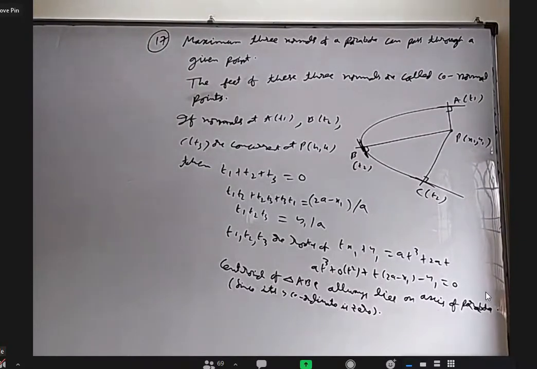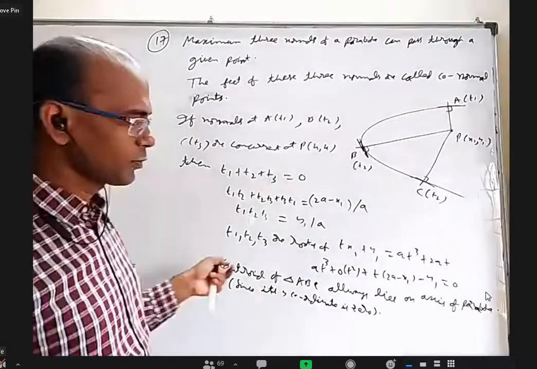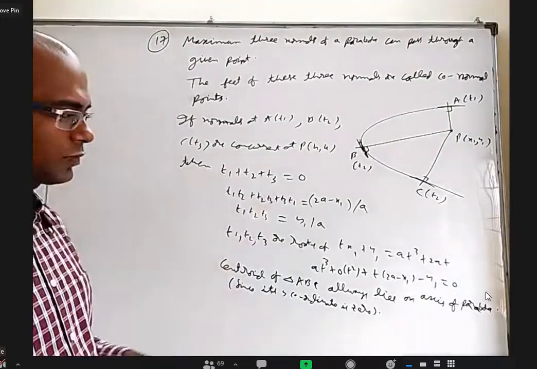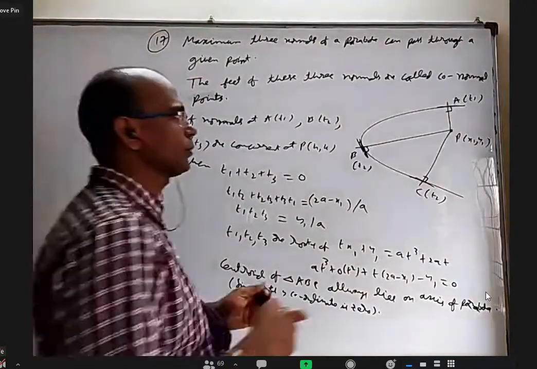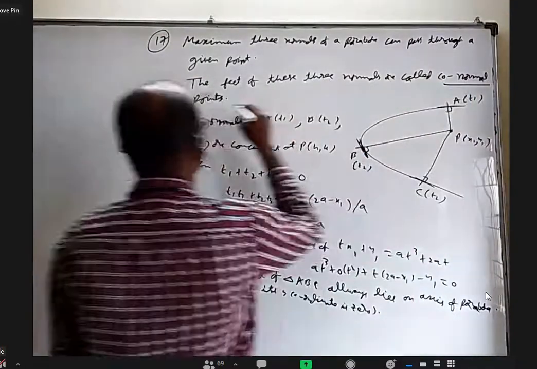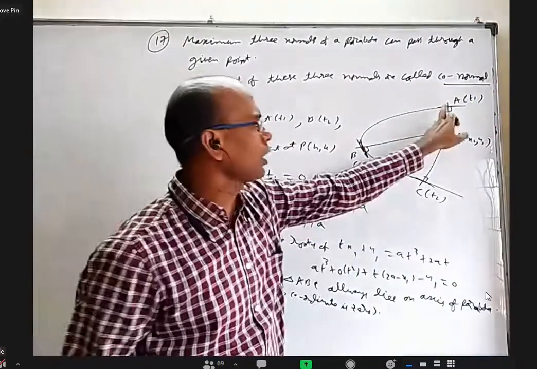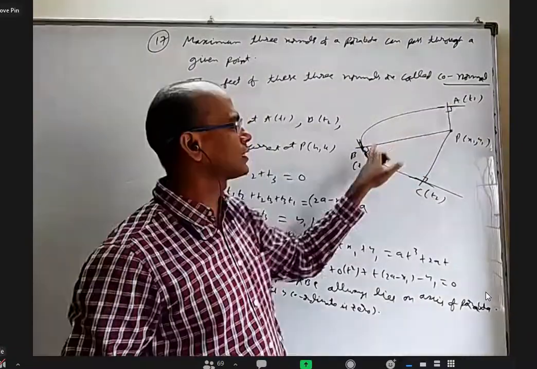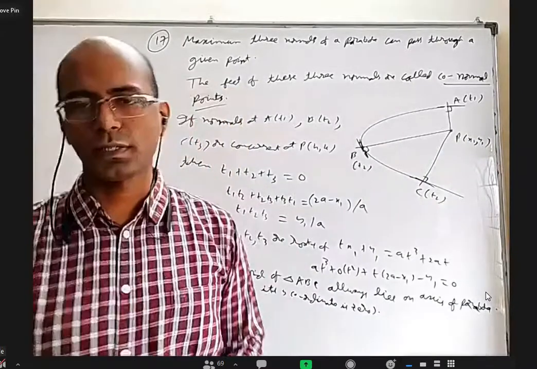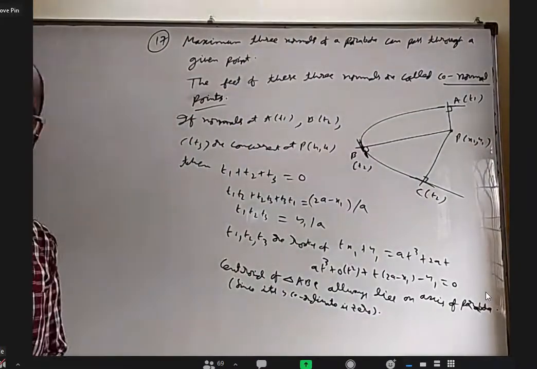All right? Okay. Anybody needs more time to copy this or any doubt in any part of this? Yeah, by the way, I did not tell what this co-normal points means. See this word, co-normal points. If the normals at 3 points are concurrent at 1 point, then these 3 points are called co-normal points. Is it okay?